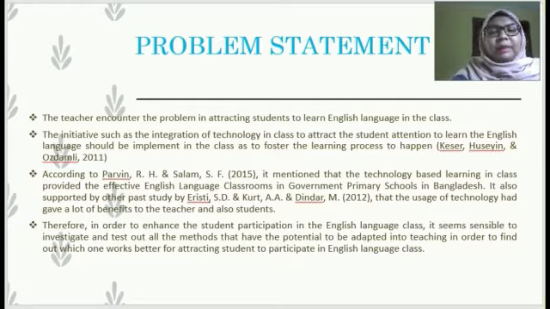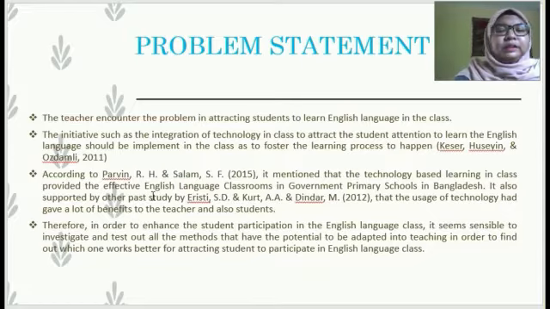Therefore, in order to enhance the student participation in the English language class, it seems sensible to investigate and test out all the methods that have the potential to be adapted into teaching in order to find out which one works better for attracting students to participate in English language class.